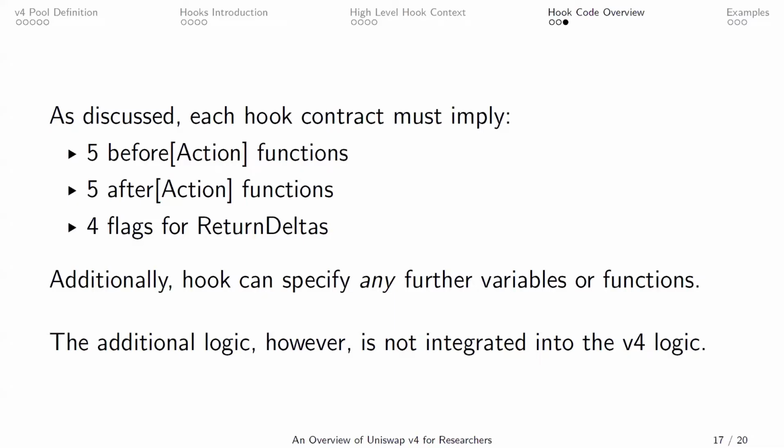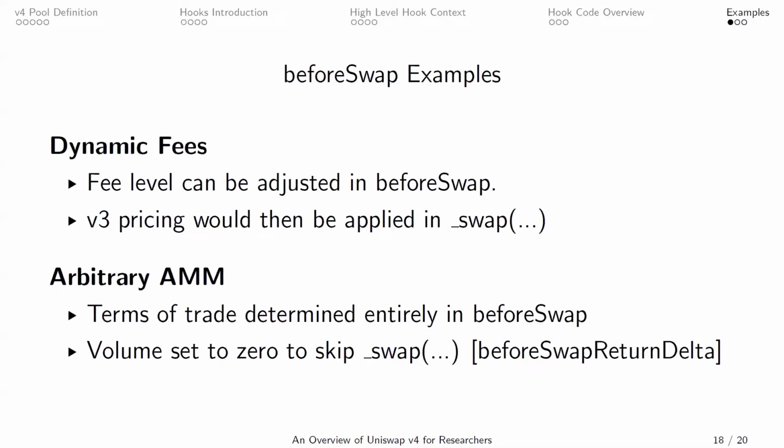And then there's 4 flags that essentially tell you whether some of these functions are actually affecting terms of trade, affecting actual transfers. Now that might seem a bit abstract, so maybe let me conclude with a couple of examples, which are examples that I think a lot of people think of.